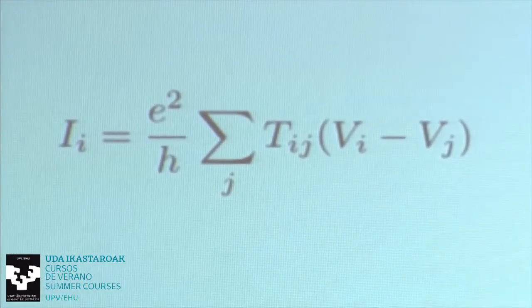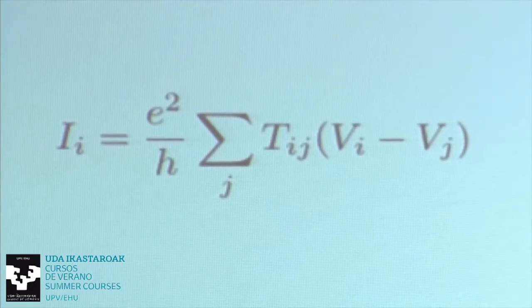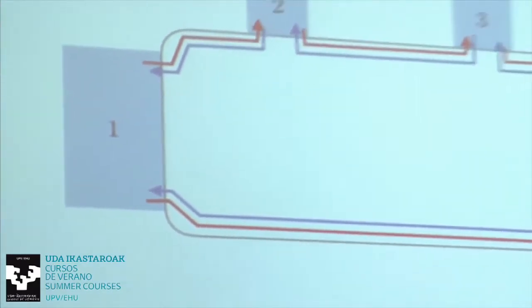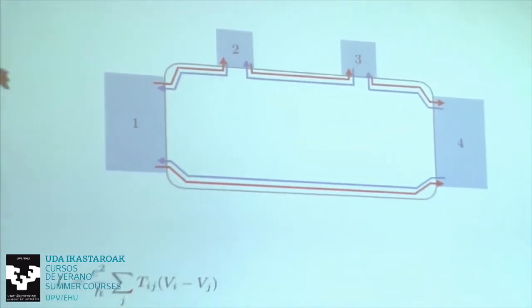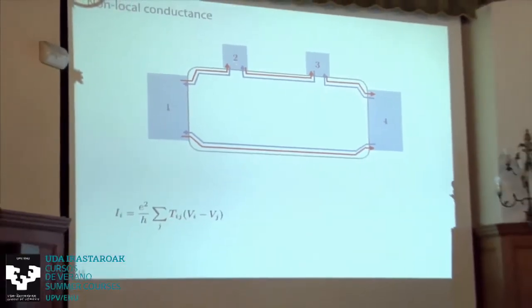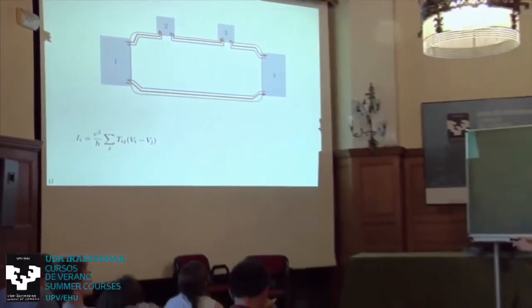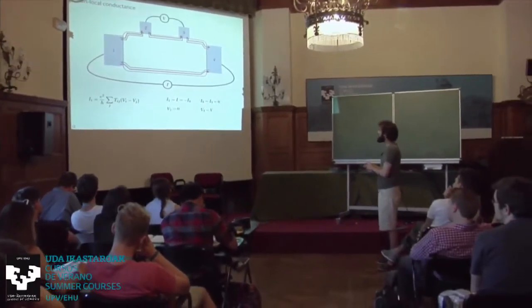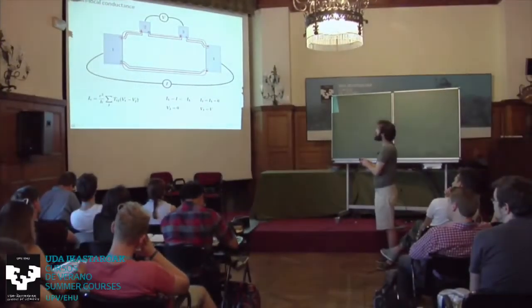But it's basically saying that if I want to know the current in one lead, let's say, the current going into lead 1 coming from lead 2, I just have to know the voltage difference between them, and the transmission probability going from lead J to I. Okay, so I want to calculate now current going from lead 1 to 4, voltage between lead 2 and 3.